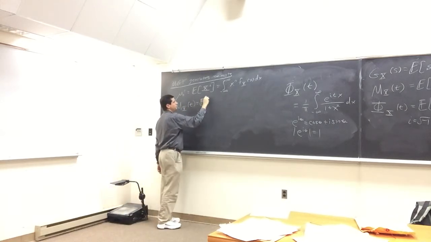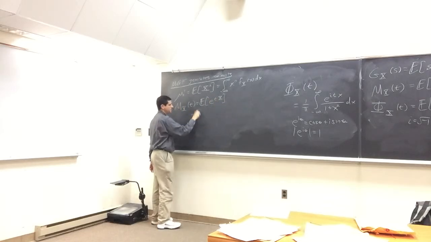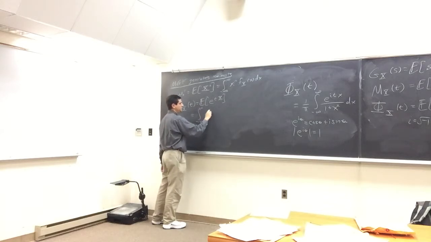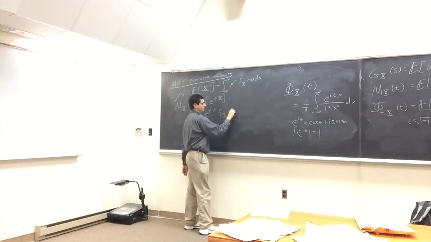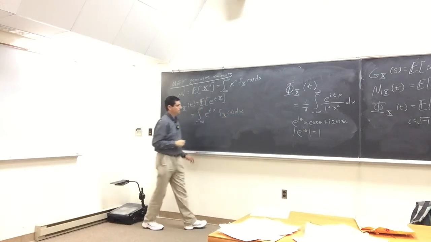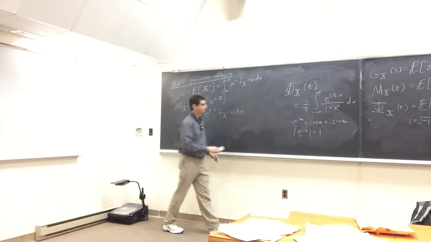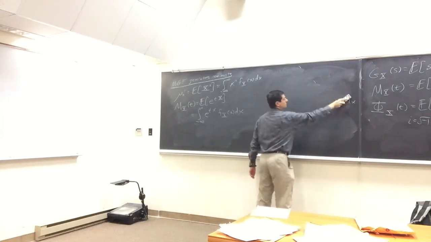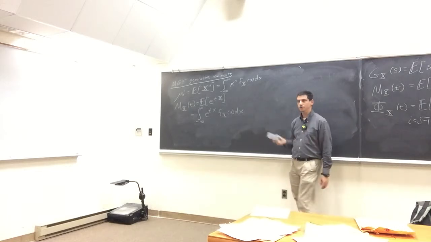That's the expected value of e to the tx. Well, it seems to make sense. Let's write down what the integral is. It's the integral from -infinity to infinity of e to the tx times the density. All right. What should we do now? I want to somehow get the moments. What should I do?